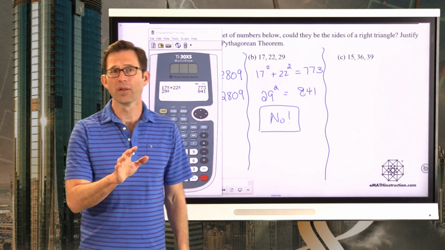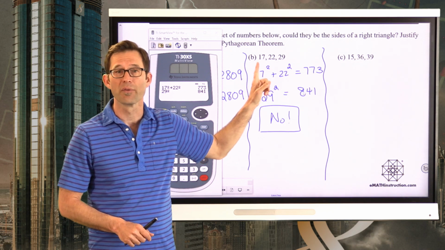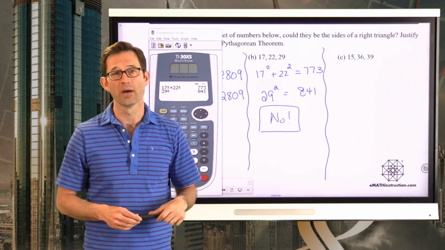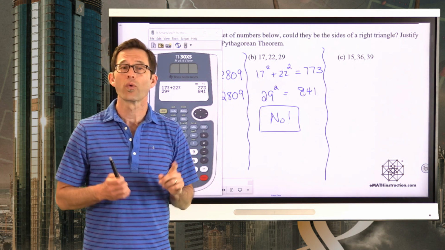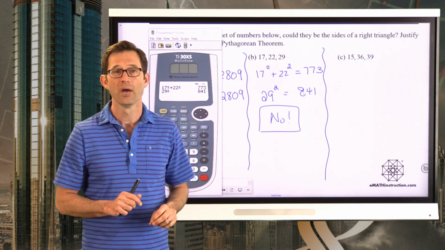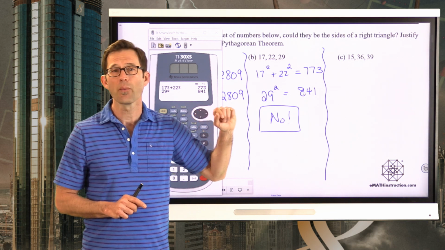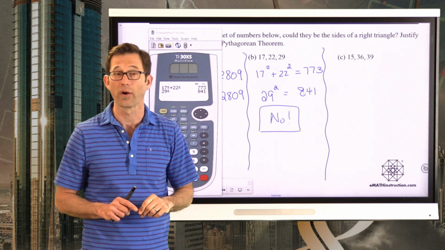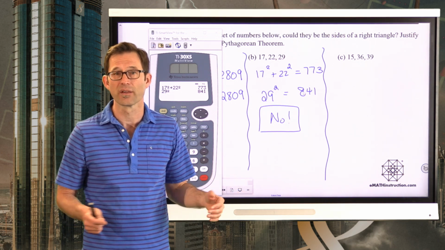Now, the only thing you have to be a little bit wary about is here, these numbers are given in numerical order, meaning they're going from the smallest to the largest. If for some reason a problem tried to get tricky on you, and they didn't give them to you in that kind of ascending order, remember, it's all about whether the sum of the squares of the two smaller ones is equal to the square of the largest one. So I would never want to do 17 squared plus 29 squared and see if it was equal to 22 squared. That would just never happen. There's physically no way.